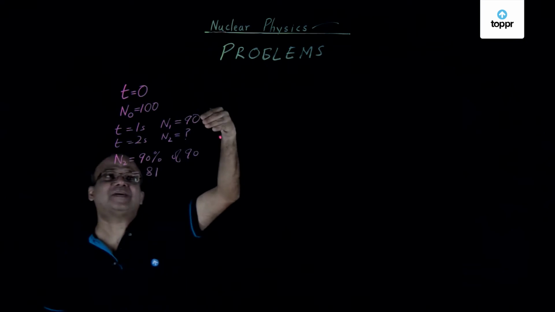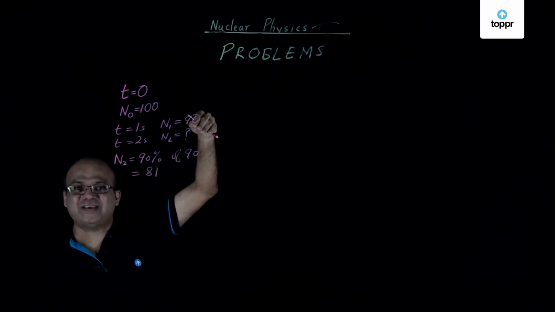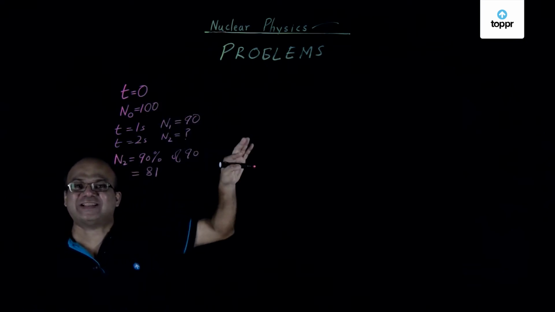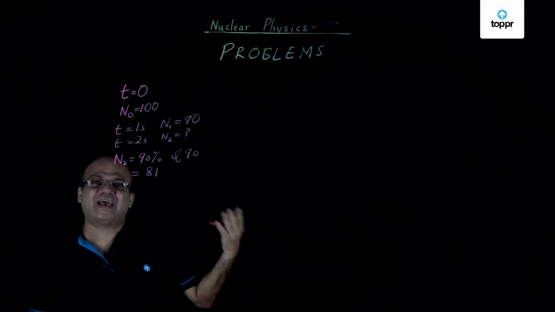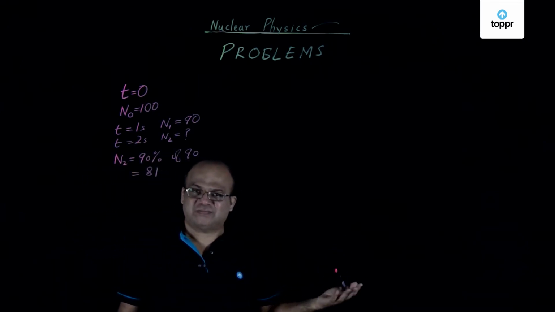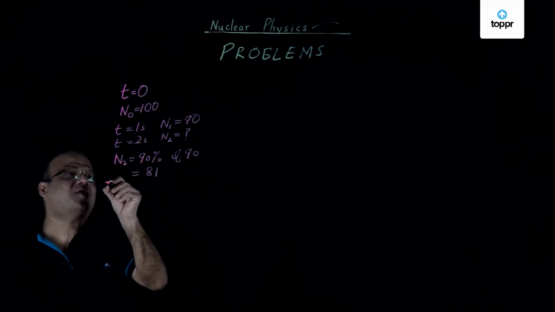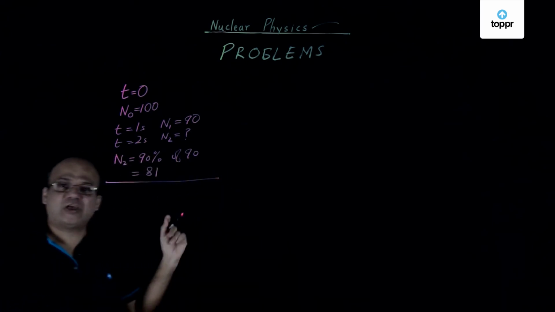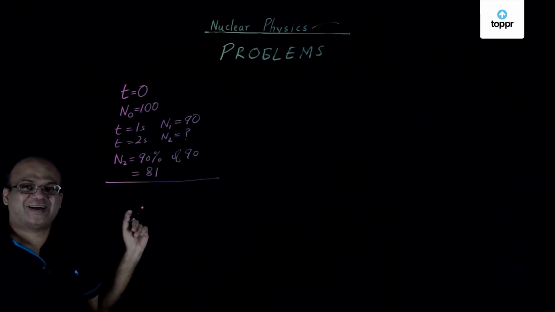Or you can think 10% have decayed in the first second. So 10% of 90 will decay the next second, that is 9, and N2 becomes 90 minus 9, that is 81. So very important: in equal time, an equal fraction of nuclei are decayed.